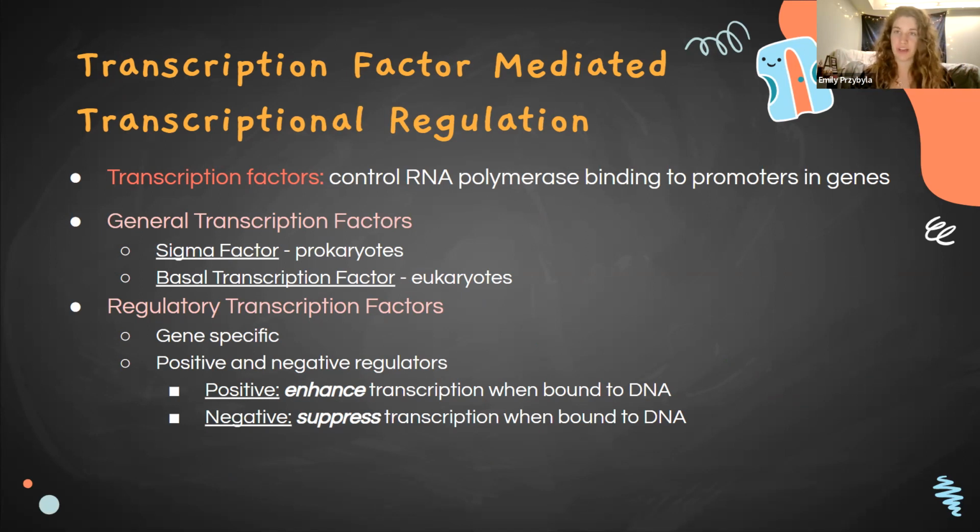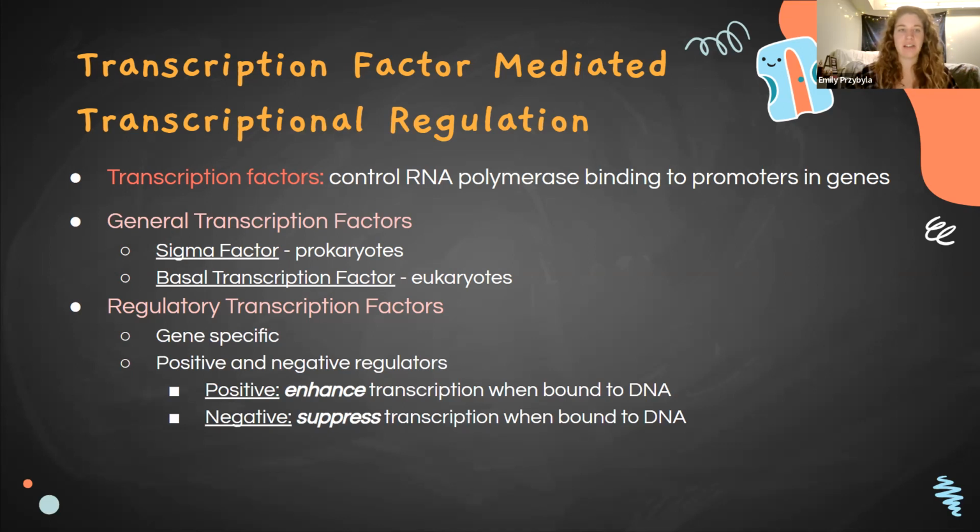So there are general transcription factors, which are just required for any kind of transcription. In prokaryotes, we have the sigma factor, which we'll get into. And in eukaryotes, we have basal transcription factors. And then we have some regulatory transcription factors, which basically positively or negatively regulate transcription, so kind of like activating or inhibiting. If it positively regulates, we enhance transcription, so we make more transcripts. If it's negatively regulated, then we're suppressing transcription, so we're making fewer transcripts. And when I say transcripts, I mean mRNA that's going to get translated.